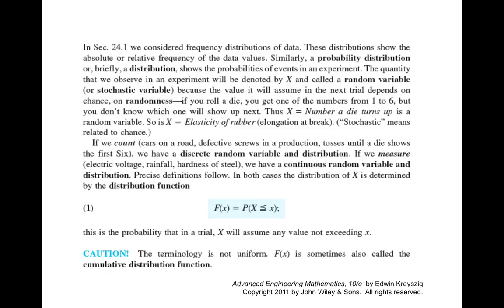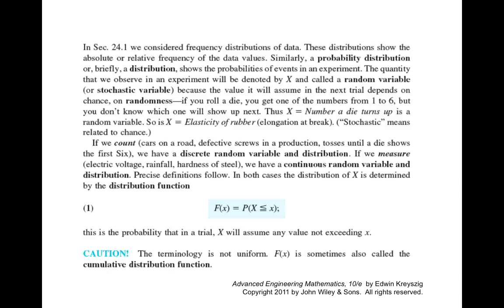Let's say we're defining a different kind of x: we have rubber bands and we're going to stretch them until they break. The value at which they break is going to be different from rubber band to rubber band, so that's also a random or stochastic variable. If we count cars on a road, or any number of different things, there you have a discrete random variable, and you're going to get some kind of distribution. If you're making a measurement, like voltage, rainfall, or hardness of steel, you have a continuous random variable, and you're going to get a distribution.